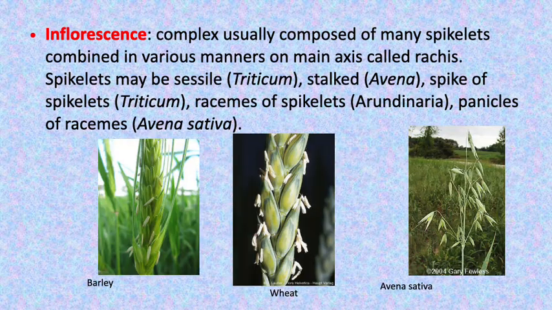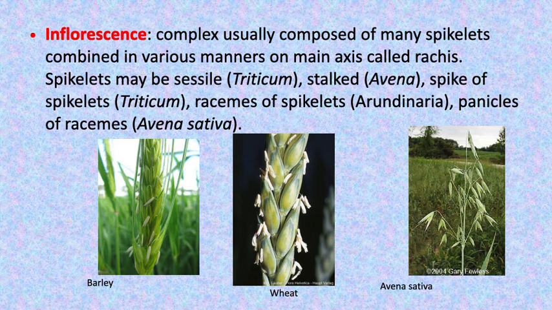With regard to the floral characters, first we will study the inflorescence. Inflorescence is complex, usually composed of many spikelets combined in various manners on the main axis called the rachis. Spikelets may be sessile as in Triticum, stalked in Avena, spike of spikelets in Triticum, raceme of spikelets in Arundinaria, panicle of racemes in Avena sativa.